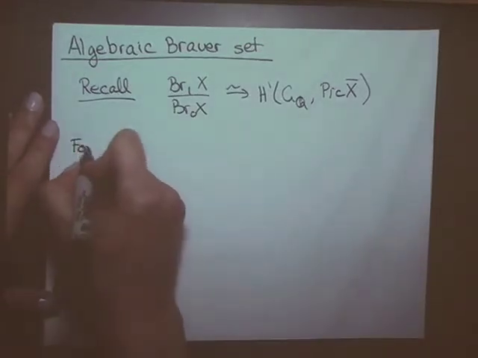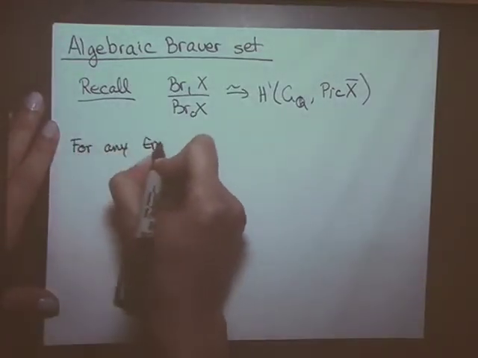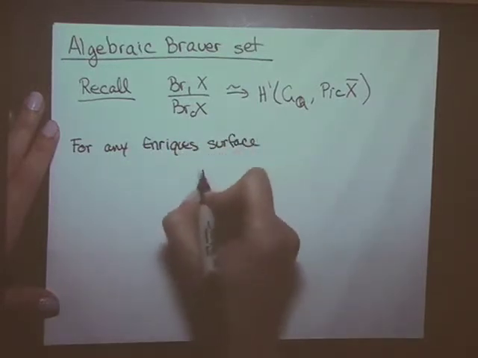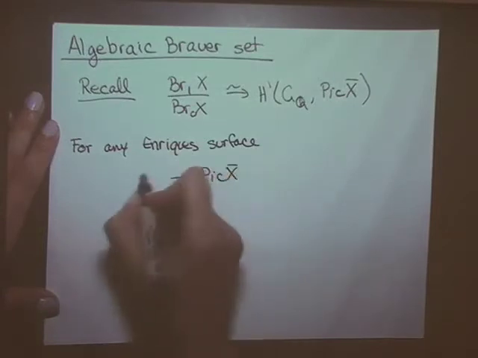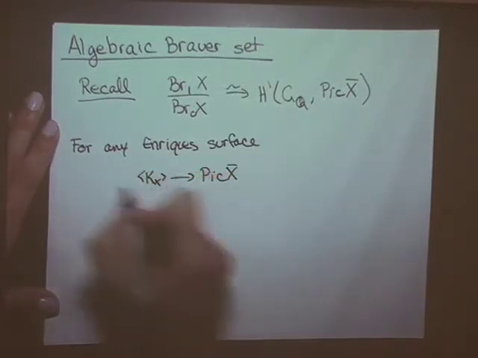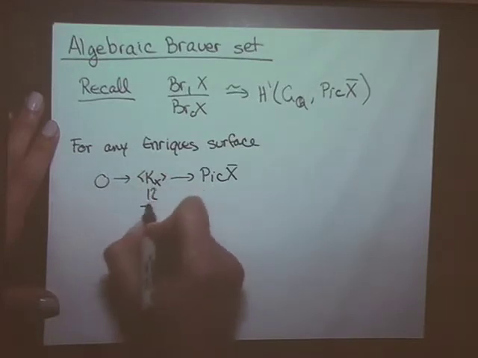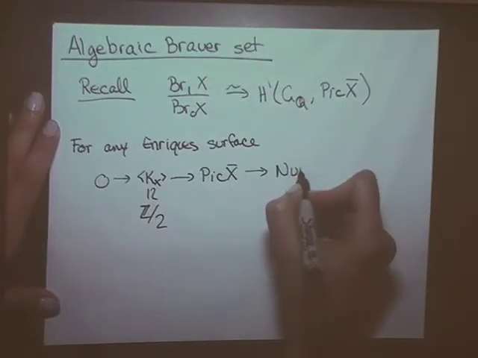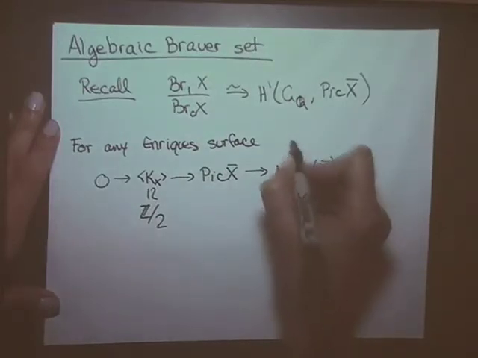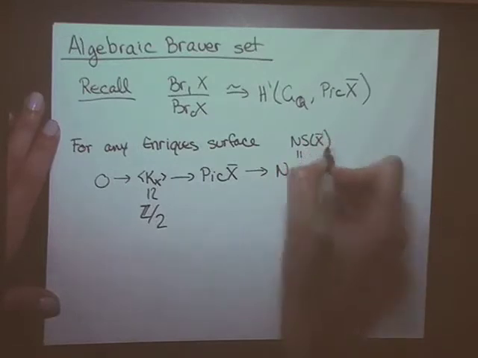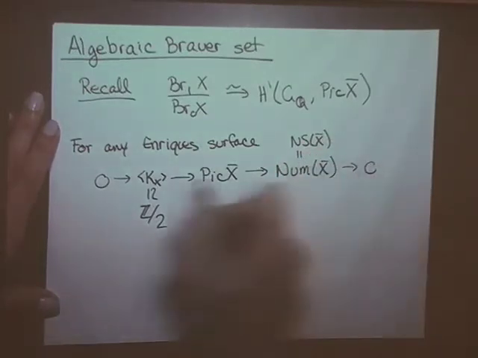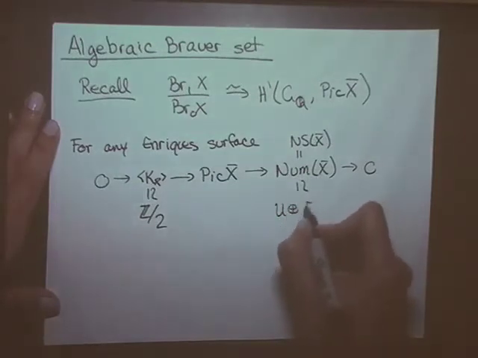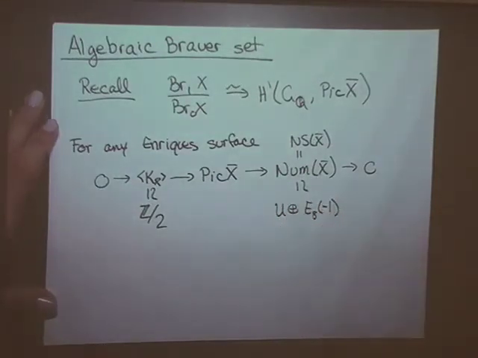So for any Enriques surface, X bar fits into the following exact sequence. So there's torsion. This is isomorphic to Z mod 2, generated by the canonical divisor. And then the quotient is the group of divisors up to numerical equivalence, which is the same as Néron-Severi. And this is isomorphic to the hyperbolic plane, direct sum, a negative copy of the E8 lattice.